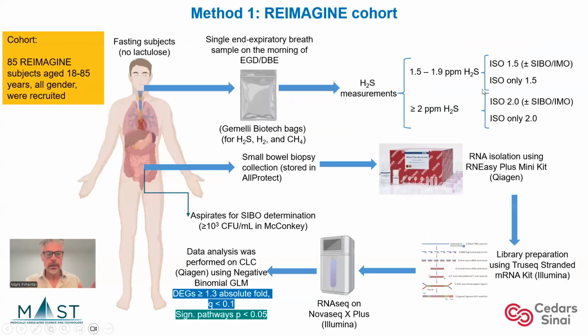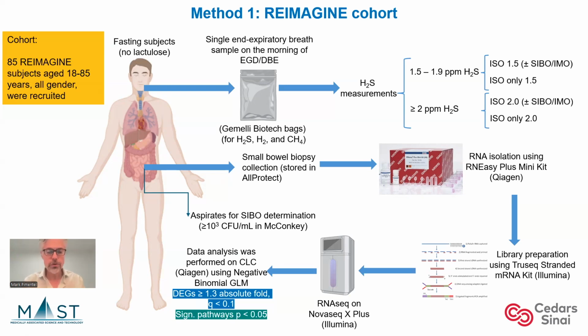So this is the study. This is 85 reimagined patients that have breath tests on the day of the upper endoscopy. They then get characterized for hydrogen sulfide and methane. You can't do hydrogen because you haven't given lactulose. So we determine if they have SIBO by culture using MacConkey agar. So we have intestinal sulfate overproduction by hydrogen sulfide. We can determine if they have EMO by methane and SIBO by culture. And then biopsies are taken of the duodenum for transcriptomics.